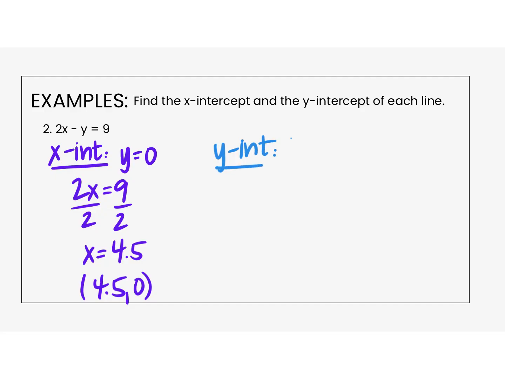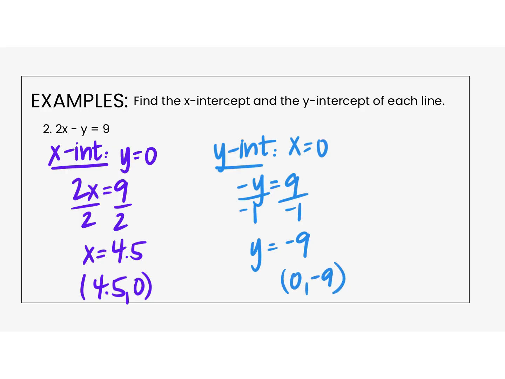All right, y-intercept, we're going to make x equals 0. Again, if I'm plugging in 2 times 0 for that 2x, that's just going to be 0. So I'm going to just write negative y equals 9. I'm dividing by negative 1 there, really. So y is negative 9. And again, that means that x is 0, y is negative 9. So there's my x and y intercepts.